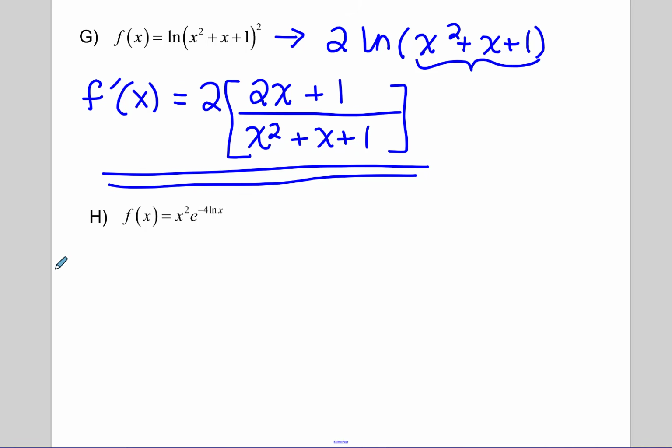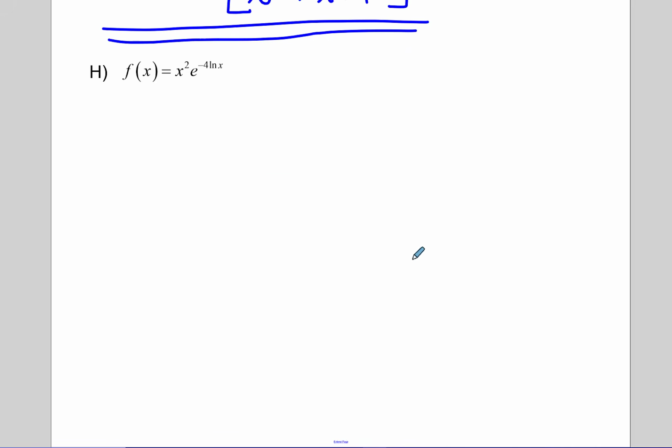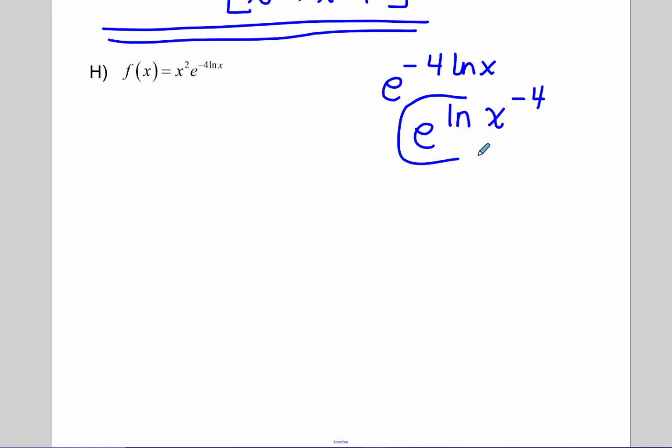And then letter H, let's see, we need to clean this up a little bit. So you've got e to the negative 4 natural log of x, which could be thought of as e to the natural log of x to the negative 4. Now this property lets me bring x to the negative 4, because e to a power is just canceling out that logarithm rule. E to the ln of a is just a.